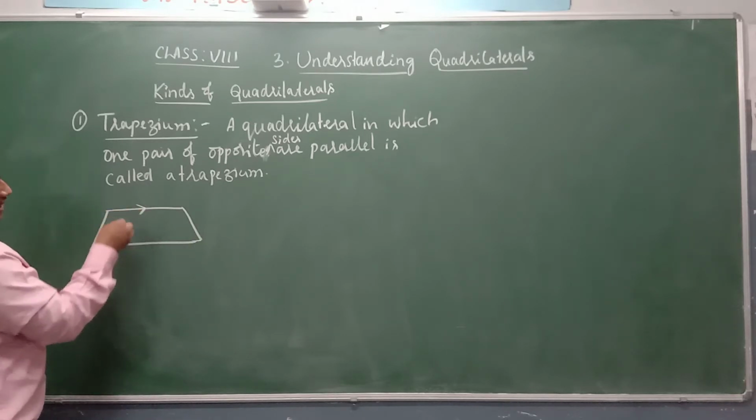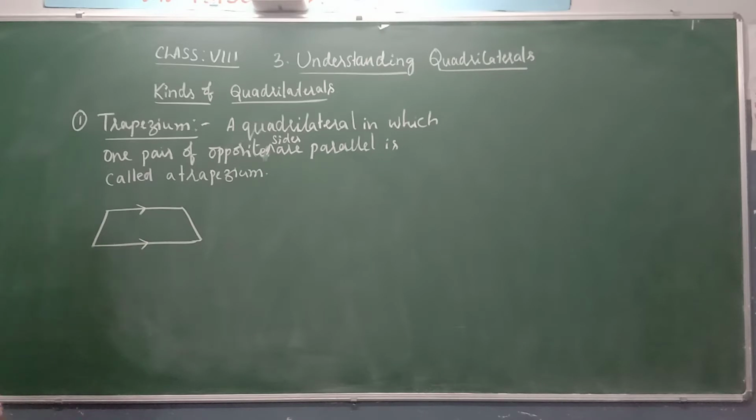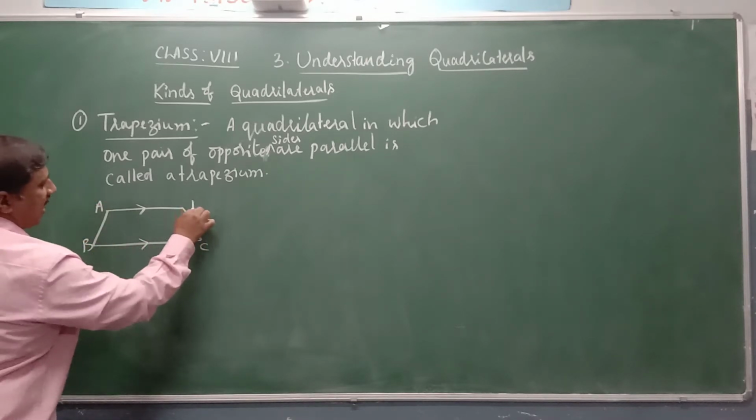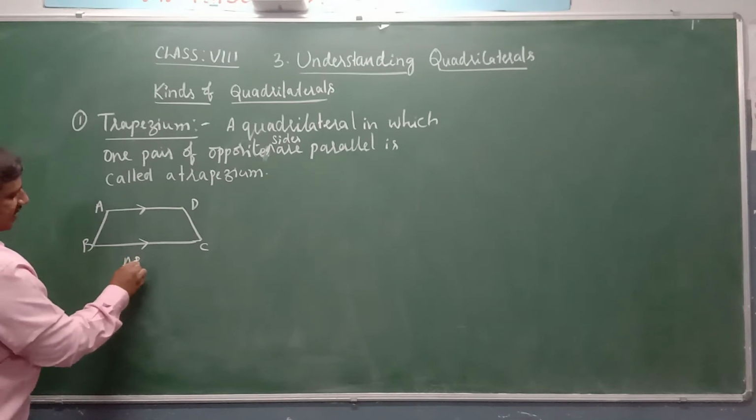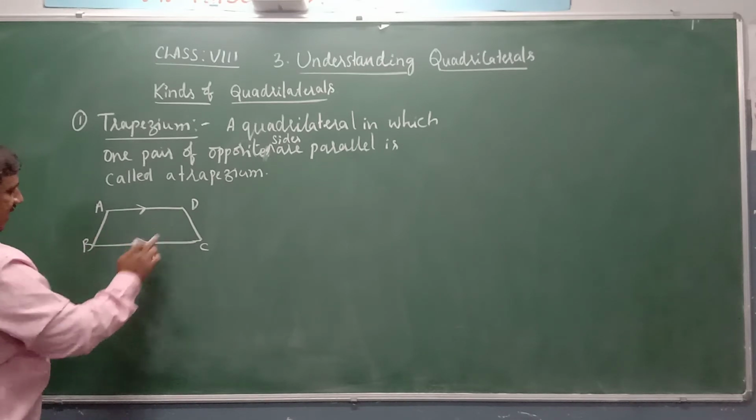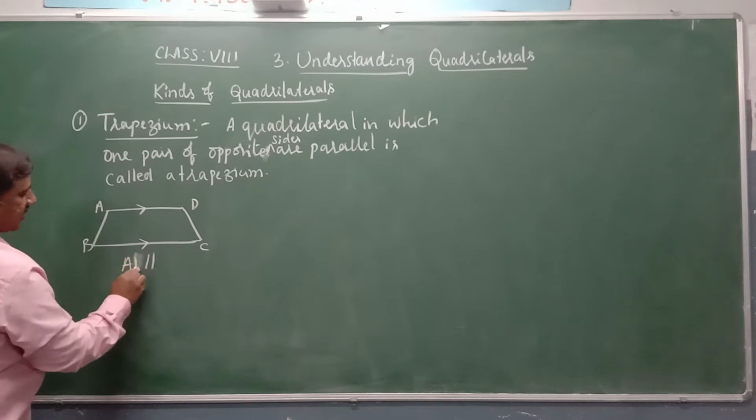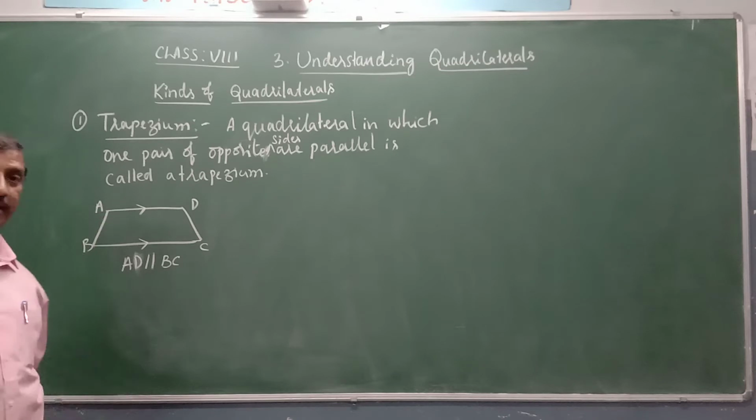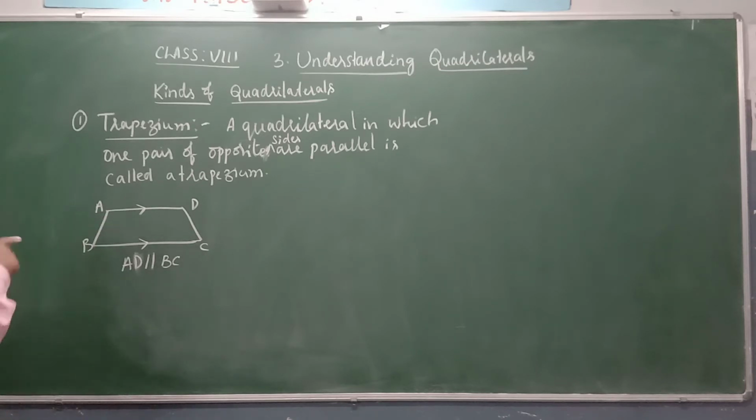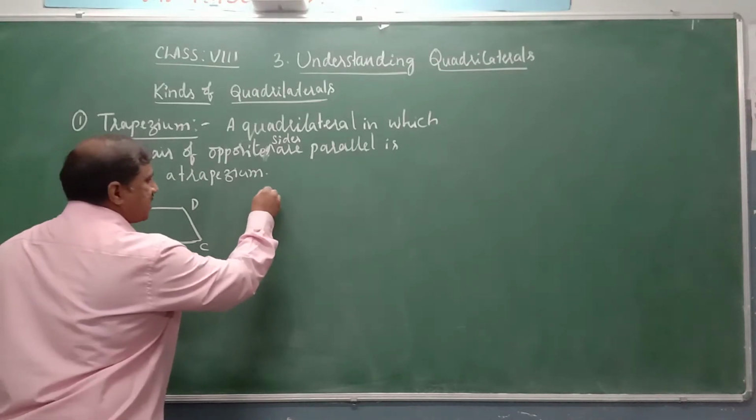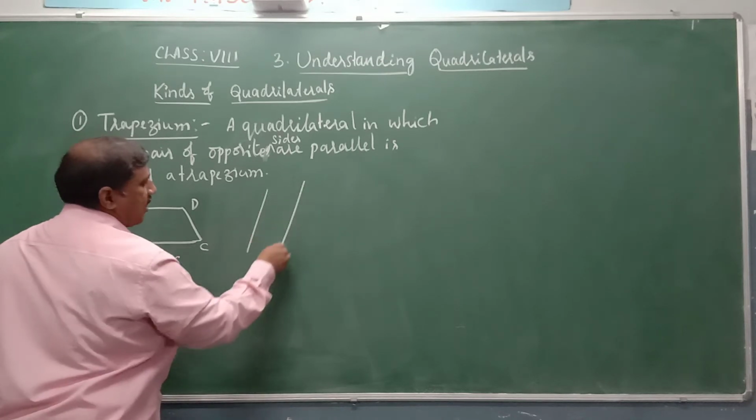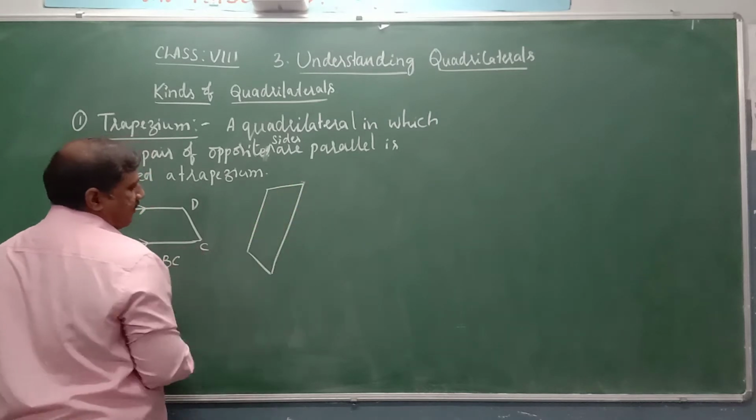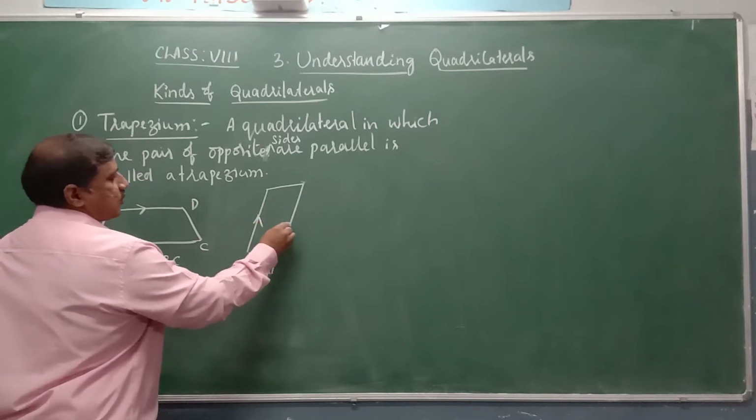The arrow marks represent that the sides are parallel to each other. This ABCD is a quadrilateral in which side AD is parallel to BC. They are opposite sides and they are parallel to each other. Therefore, it is a trapezium. Here is one more figure of a trapezium in which these two sides are parallel.